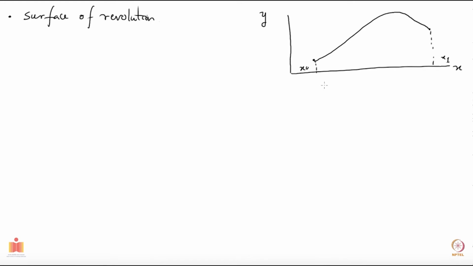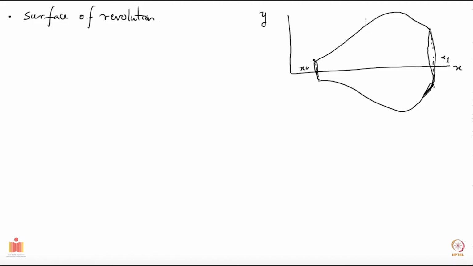When I rotate it about the x-axis, it will be difficult for me to draw on this slate. Let me try anyway. Not bad. It's fairly good. So when you rotate it, this is what you'll get. There'll be a flat end here, and a flat end there, which with this bad hand drawing is difficult.